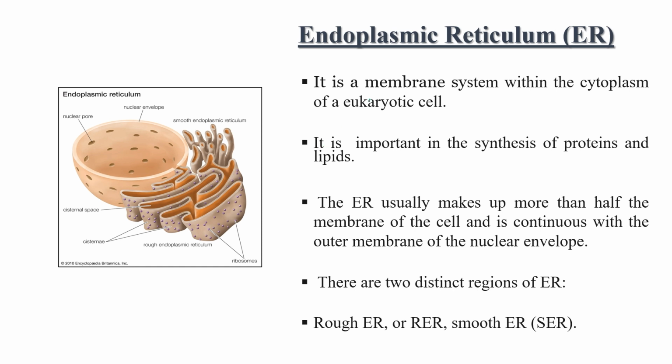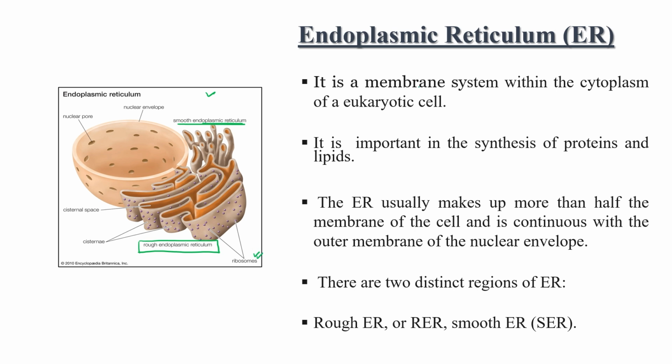Now the next one is the endoplasmic reticulum. We saw this picture just two slides back, and this is the endoplasmic reticulum. This one is the smooth one because it doesn't have ribosomes present on its outer surface, while this one is the rough endoplasmic reticulum because it has ribosomes present on its outer surface.